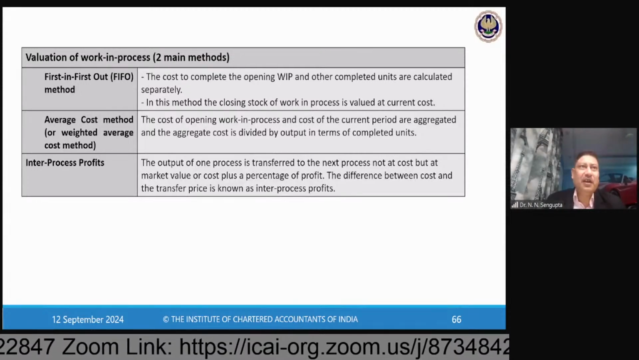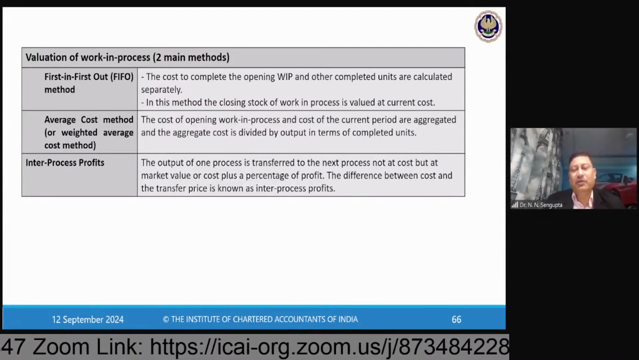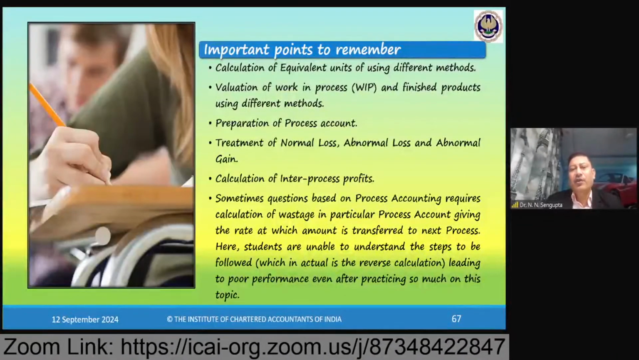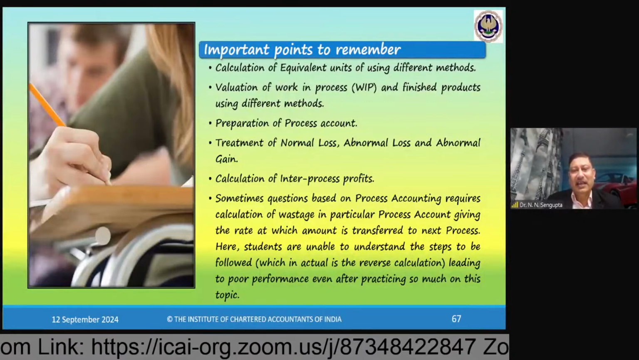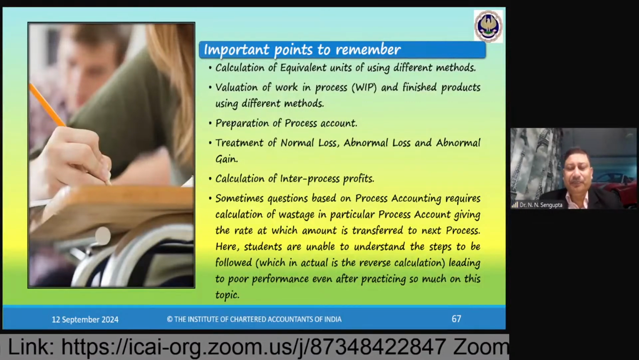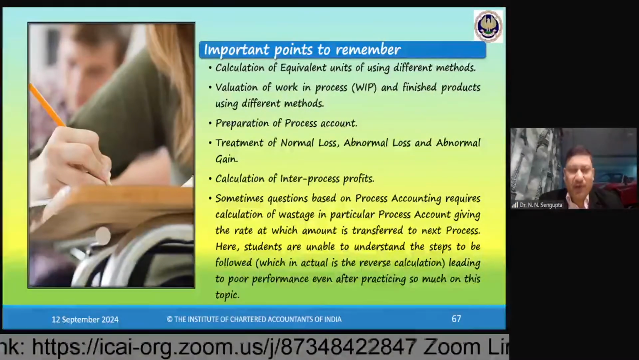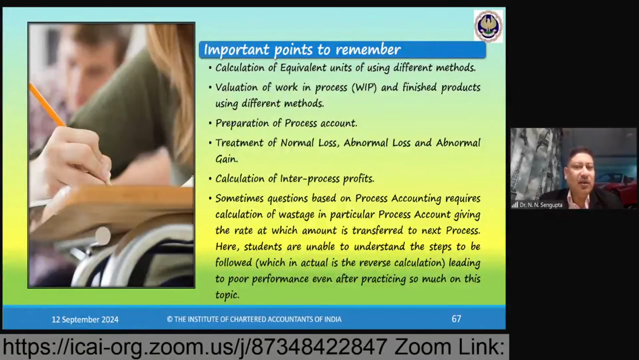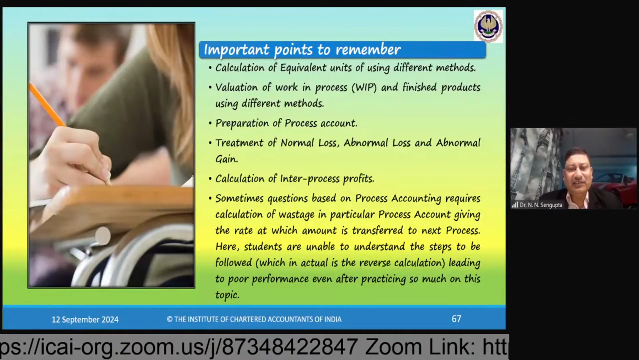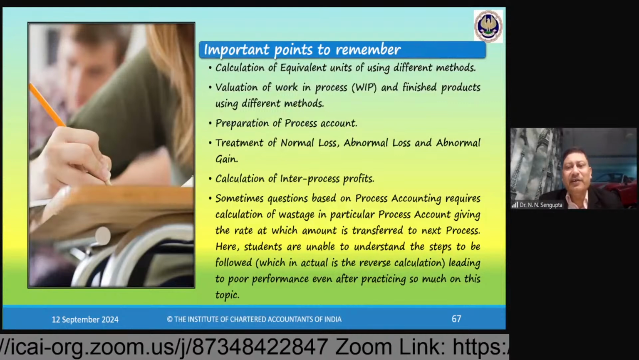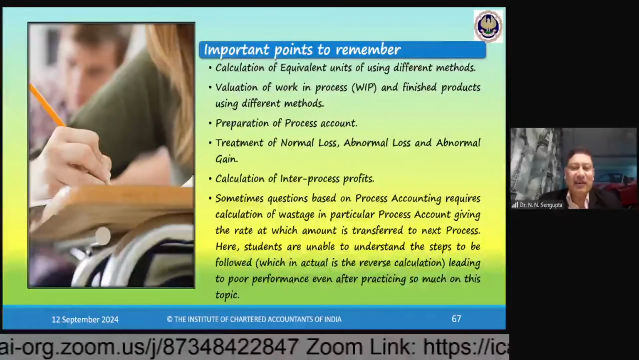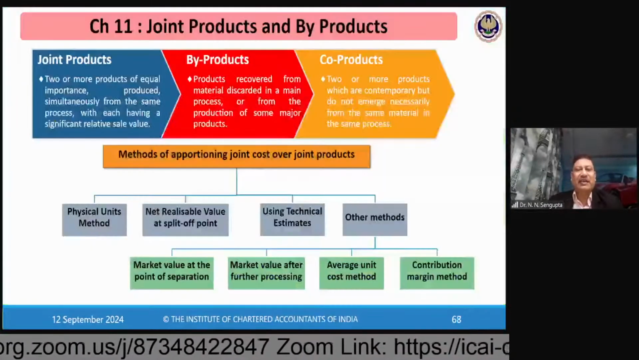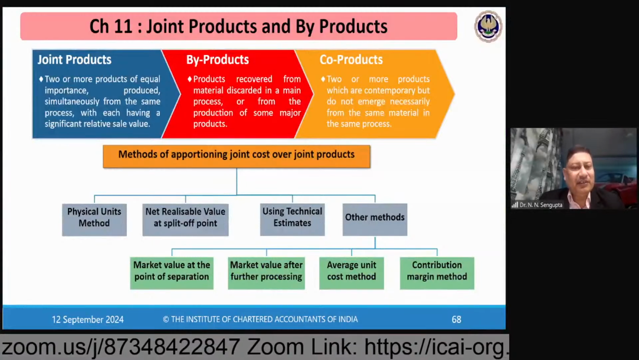So what do you mean by joint product, and how you are going to do all these things. In the process costing, equivalent cost: when the unit is not completed, how those equivalent costs are calculated, how the treatment of normal loss and abnormal loss is done, how the inter-process profit is calculated. That's another important thing which you need to see.